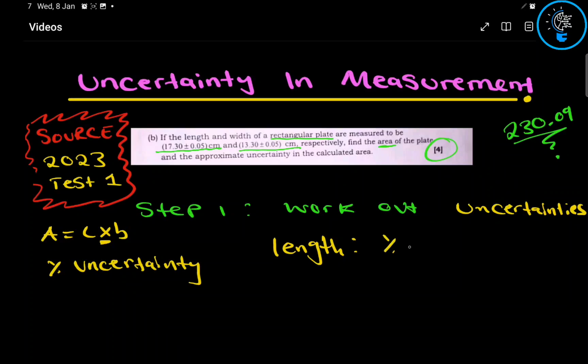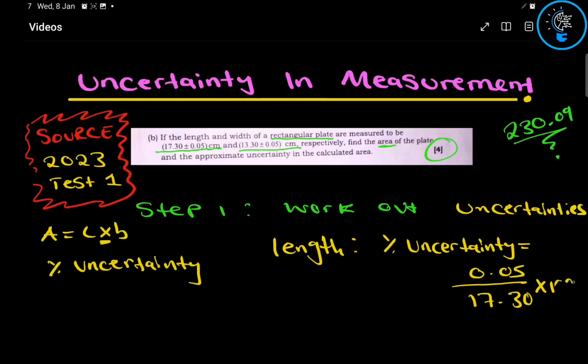So for the first part, which is the length, the percentage uncertainty will be equal to 0.05 divided by 17.30 times 100%. Punch that into your calculator. 0.05 divided by 17.30 times 100. You're going to get 0.289%.